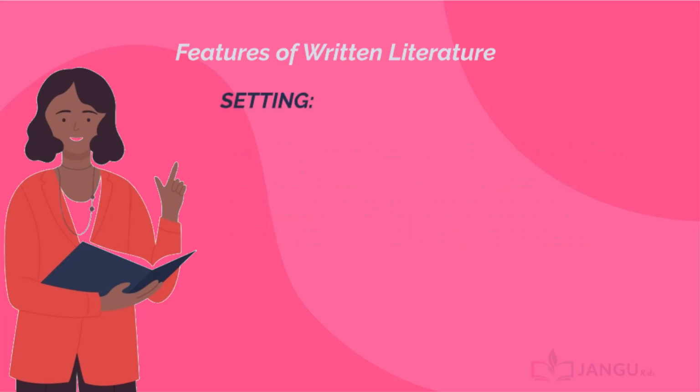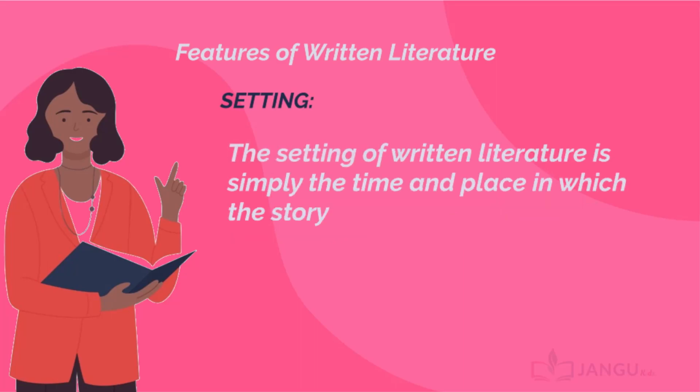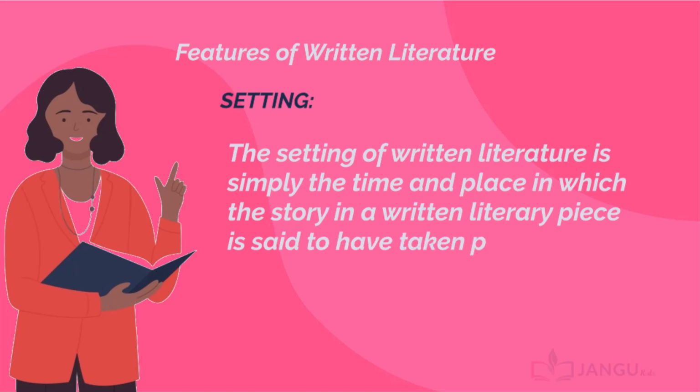The setting. The setting of a written literature is simply the time and place in which the story in a written literature piece is said to have taken place. It could be in stories about Lagos in 1960, London in 1945, or anywhere or time at all.